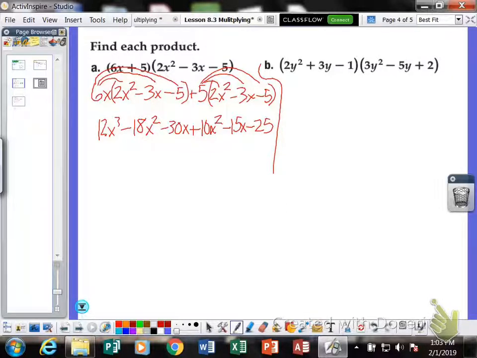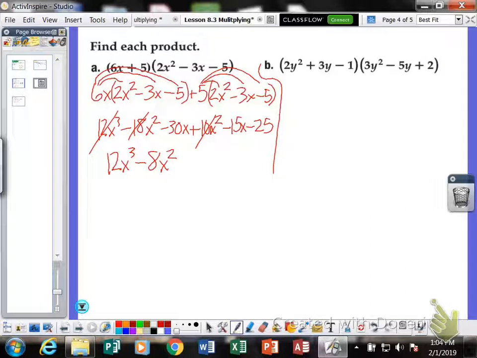Now, just combine like terms. I have 12x cubed, and no other like terms to combine with that, so I write that down and cross it off because I'm done with it. I have a negative 18x squared and a plus 10x squared, and that is going to give me negative 8x squared. Cross them off, I'm done with them.